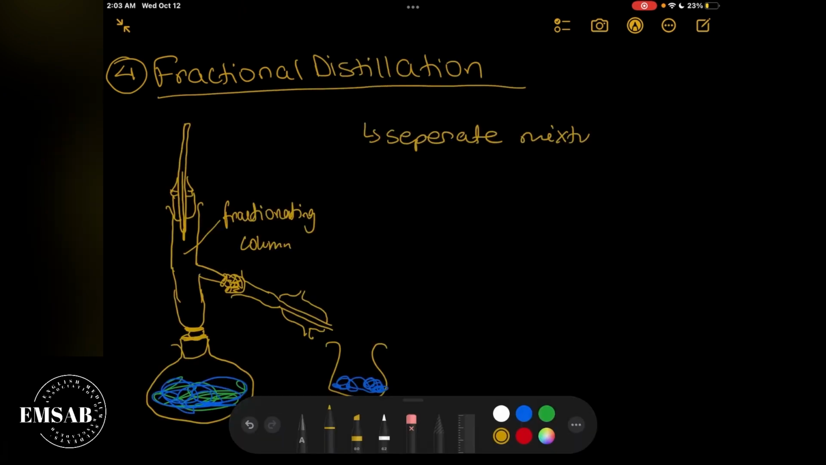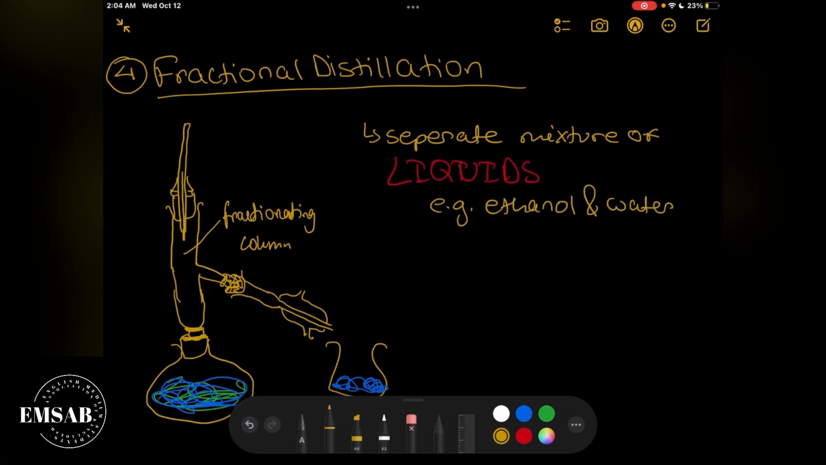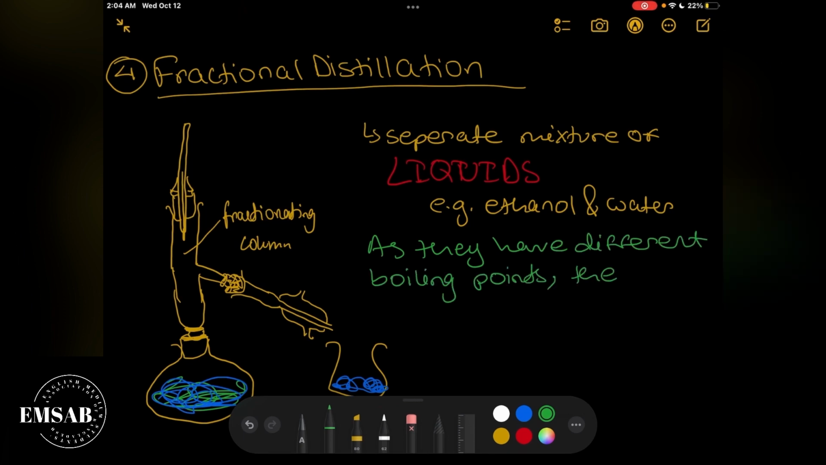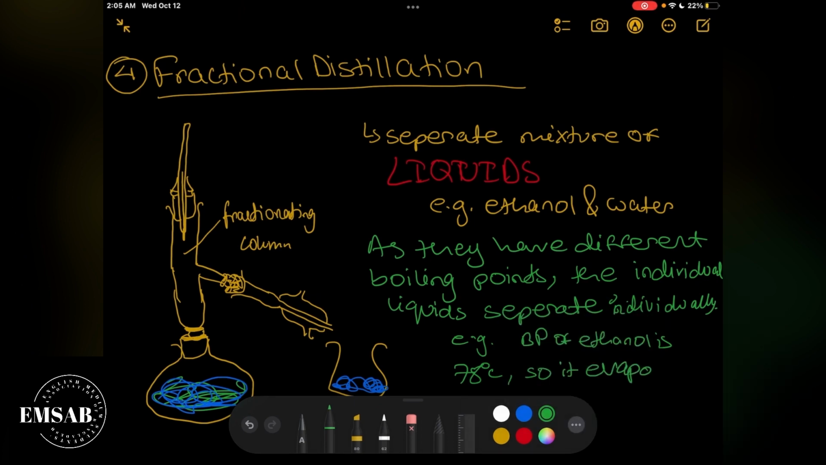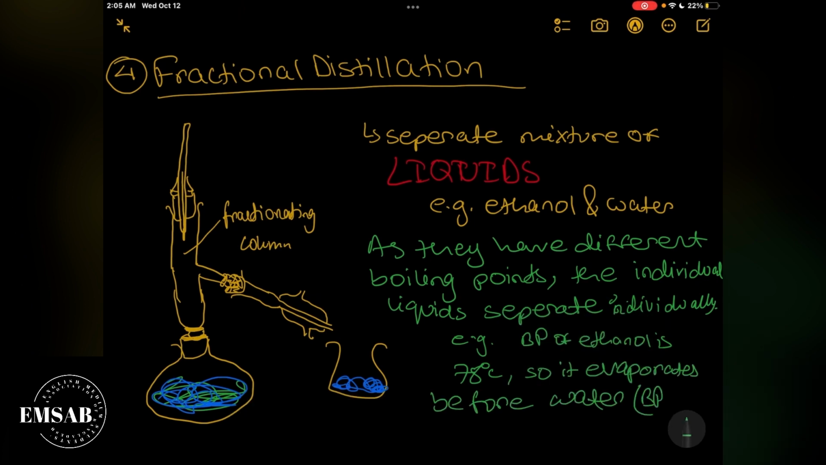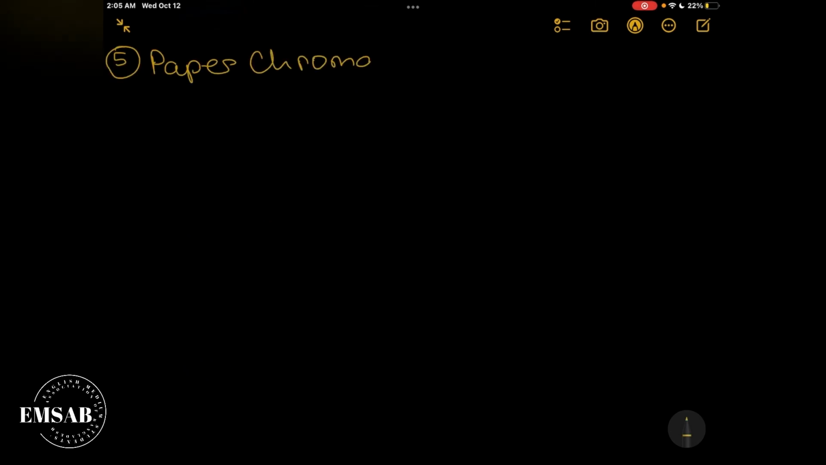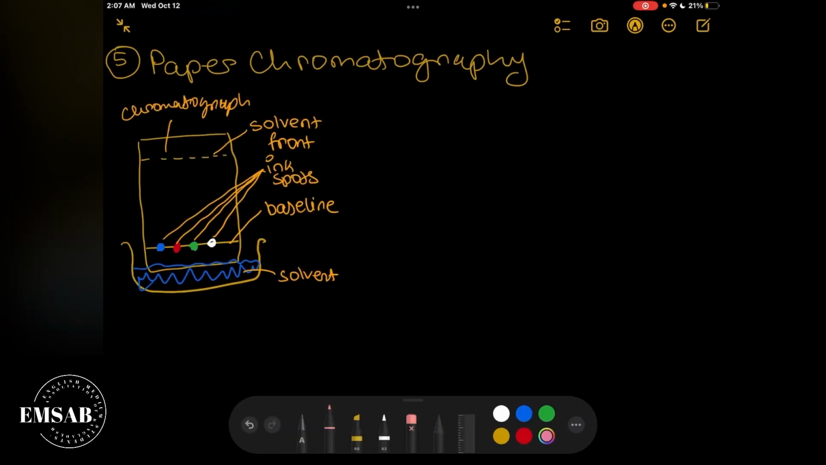Next up, we have fractional distillation. Fractional distillation is where separation of a mixture of liquids occurs, for example, ethanol and water. As they have different boiling points, the individual liquids separate individually. For example, the boiling point of ethanol is 78 degrees Celsius, so it evaporates before water whose boiling point is 100 degrees Celsius. Next up, we have paper chromatography.